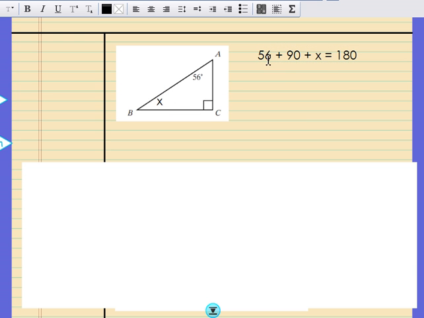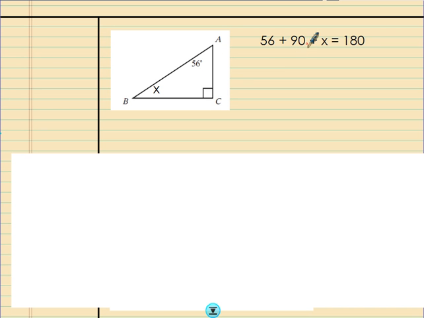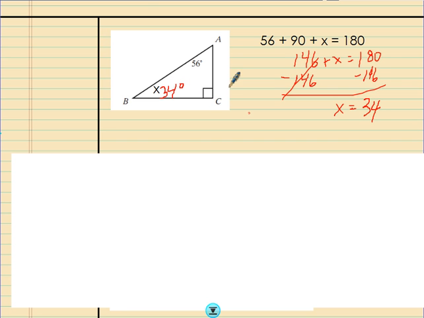So in order to solve this problem, we have to use the 56 and the 90. 56 plus 90 is 146. We still have the x is equal to 180. This is our equation. We have to get the x alone, so we subtract 146 on both sides. And this cancels out. We get x is equal to 34. So this angle over here will be 34 degrees. Let's move on.